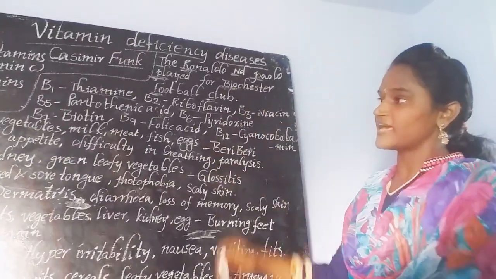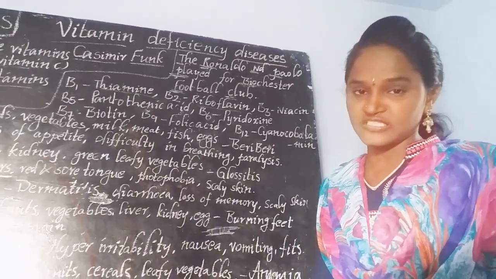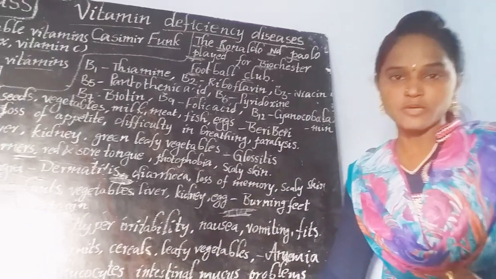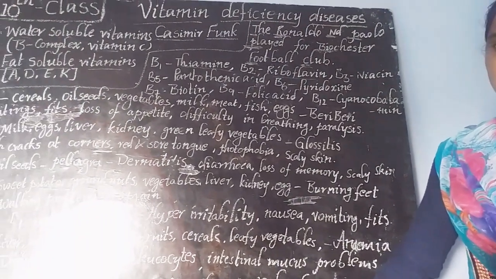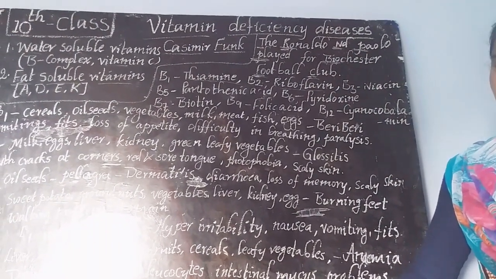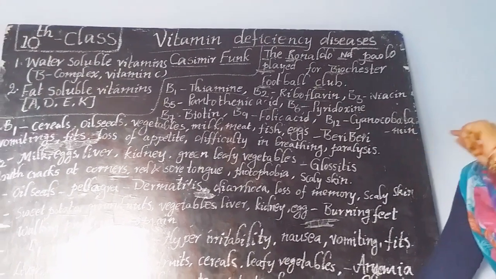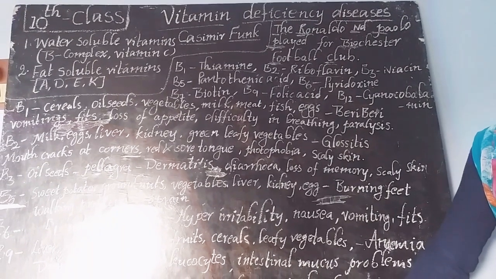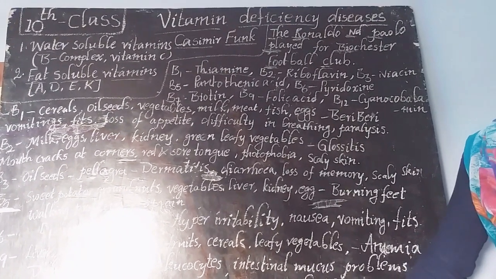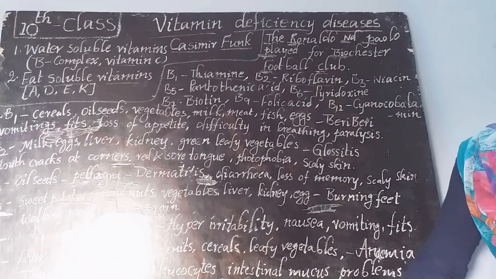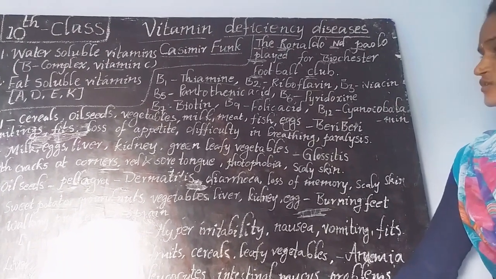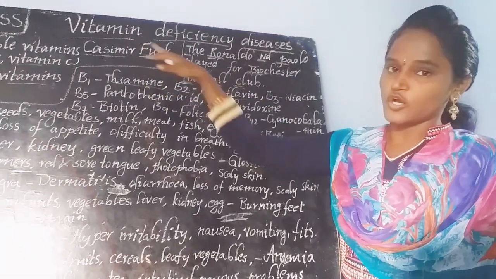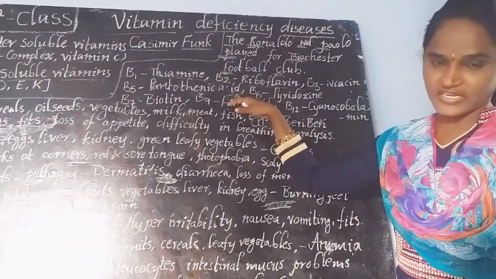These are all called B complex vitamins. These B complex vitamins belong to water soluble vitamins. Along with them, another vitamin present in the water soluble vitamins is vitamin C. Then what is the scientific name of vitamin C? Ascorbic acid. I think you get one idea on different kinds of water soluble vitamins and their scientific names.